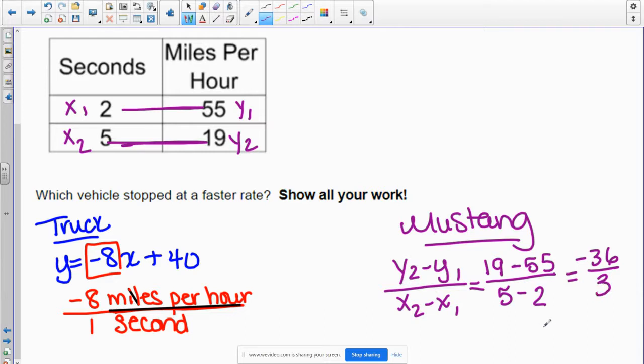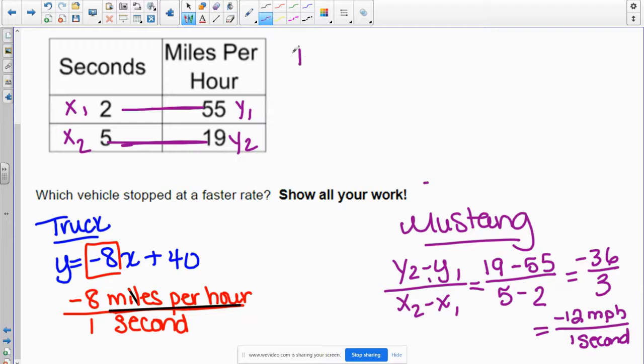So we could say this, if you reduce, because we want a unit rate so we can compare them in the same format. So negative 36 divided by 3 is a negative 12 miles per hour in 1 second. So now we have them both in the same format. Now we can discuss the question here. Which vehicle stopped at a faster rate? Well, it's going to be the Mustang because it went down 12 miles per hour in that second, and the truck only went down 8.